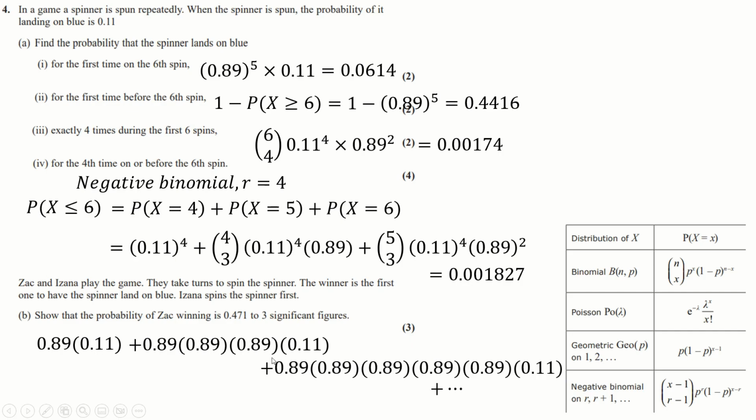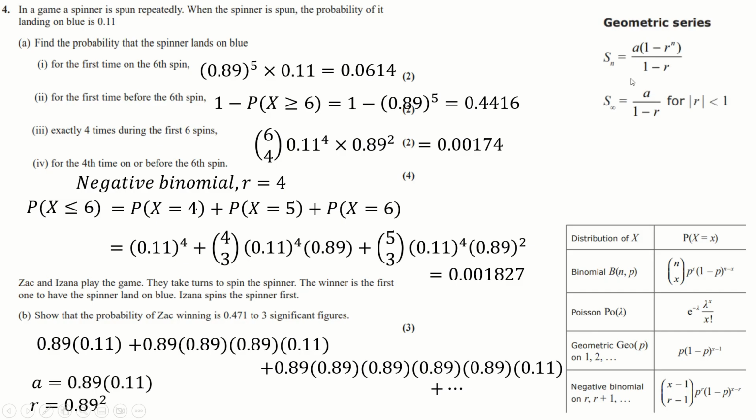This is just a geometric series being added. The first term is this, and the ratio between each one is you just shove in an extra 2 0.989s to represent the 2 extra misses that have to happen each time. So we just have this, and of course this thing squared is less than 1. So this is less than 1 here.